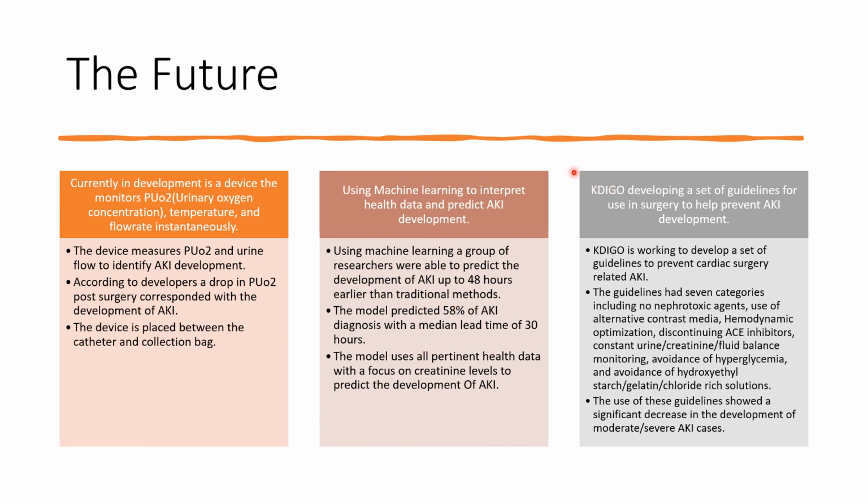And lastly, we have KDIGO. This is the development of a set of guidelines to use in surgery to help prevent AKI development. Again, surgical patients have the highest morbidity rate, so if you can prevent the development of AKI, you can really help these patients.